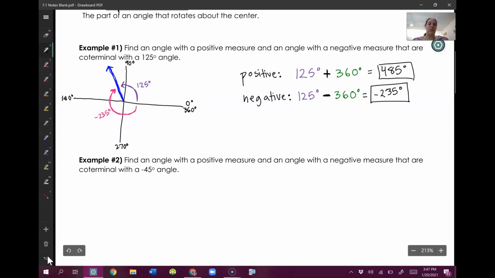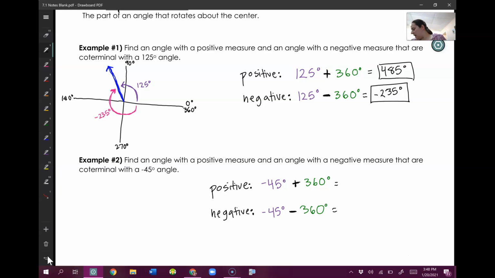So let's try example number 2. And this is actually going to be the same process. To find a positive one, we take the angle given and we add 360. To find the negative one, we take the angle given and we subtract 360. So the angle given in this problem is negative 45. So for the positive, we're going to add a full circle. For the negative, we're going to subtract a full circle. And we can just type those into our calculator, and we should get 315 for our positive.